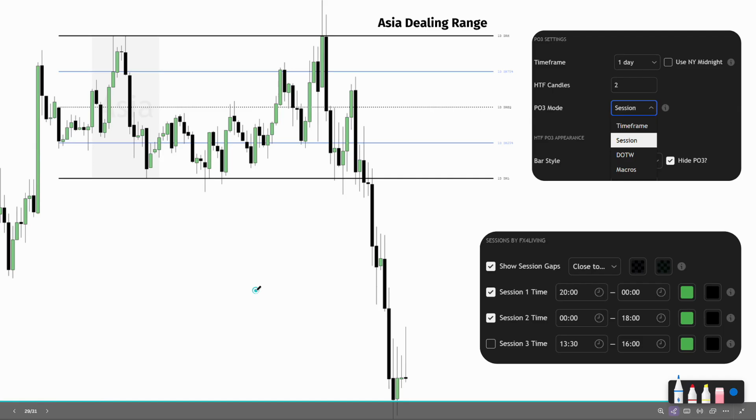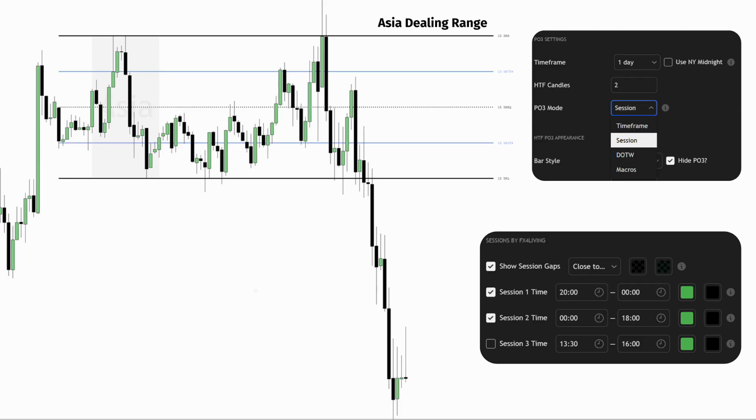Okay, in the new updates for the power of three, you can use the dealing range in the Asia dealing range. Okay, you need in the settings, power of three mode session here, and you can use only 2 sessions. Session time here, the first, 8 p.m. to the midnight open. Session time number 2, midnight open to the 6 p.m. So when you have these settings, the dealing range or Asia dealing range, it's your framework.